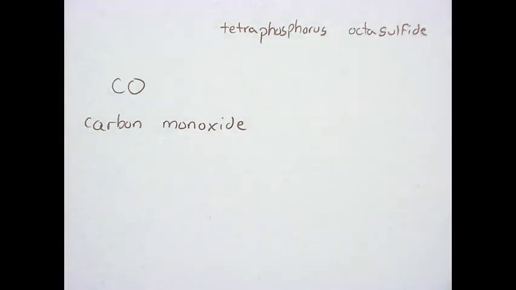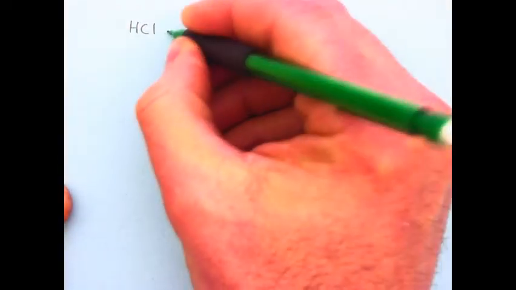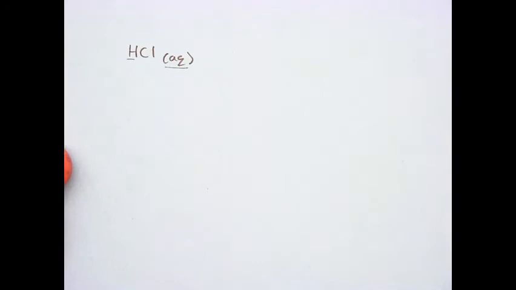Now, for acids, remember, they are ionic compounds that start with an H and end in AQ. They are ionic compounds where they have hydrogen as the positive cation, and they are dissolved in water, so they end in AQ. For example, you could have HCl AQ. This is an acid because it starts with an H and ends with AQ.